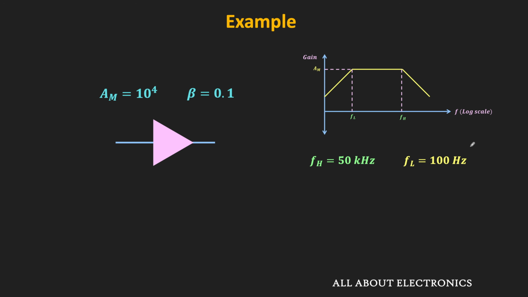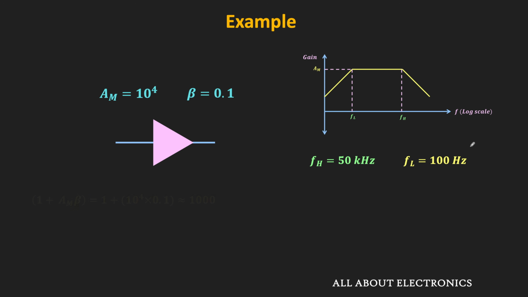So with the feedback, now let us find the closed loop gain of this amplifier, and let us also find out the new lower and the upper cutoff frequency of this amplifier. So with the feedback, if we see the closed loop gain of the amplifier, then it will reduce by the factor of 1 plus A beta.